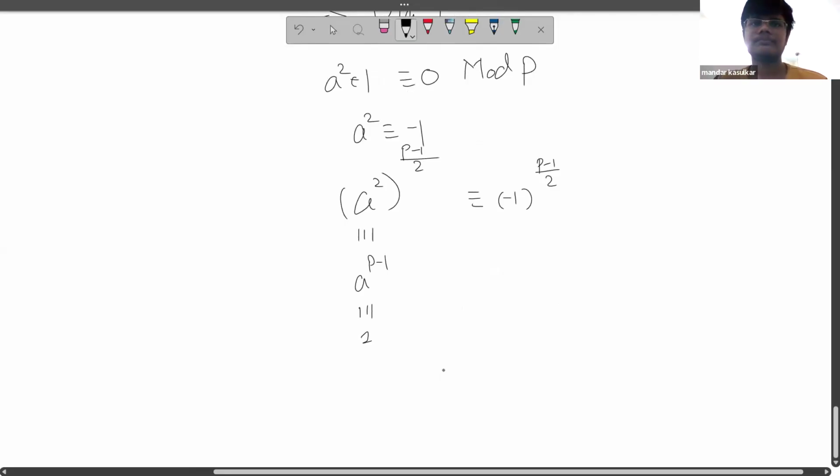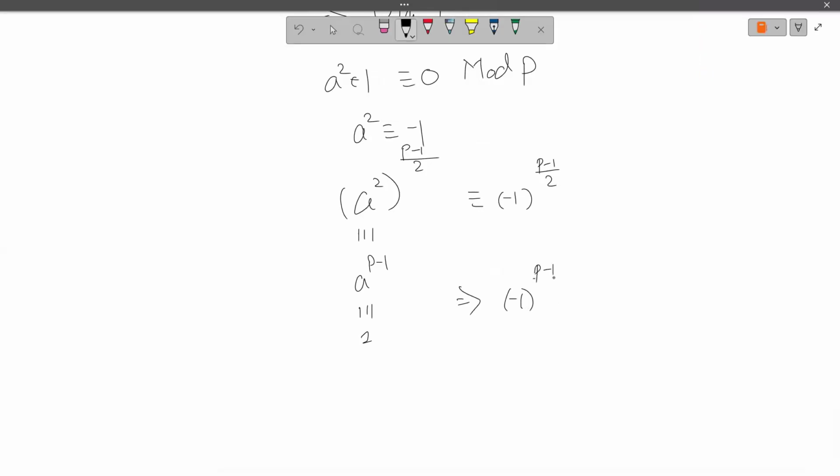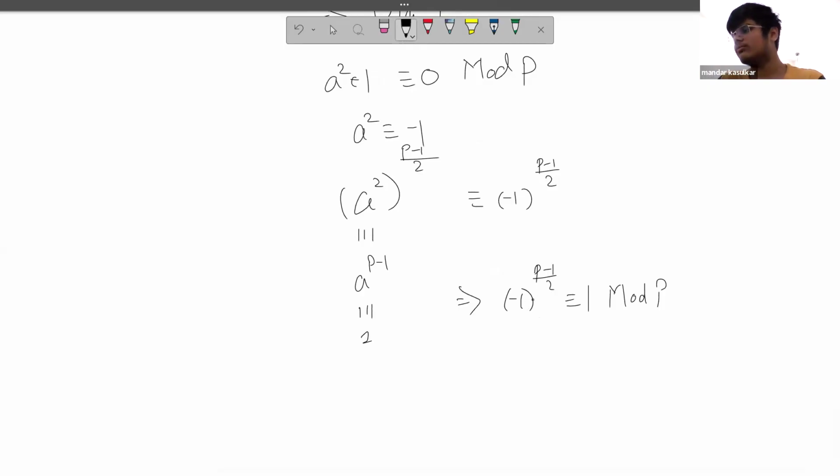Does everyone see that? Yes. Can someone tell me why this implies that p is 1 mod 4? Or more specifically, why p can't be 3 mod 4? Because (p minus 1) by 2 has to be even, right? Yes, precisely. This implies that (p minus 1) by 2 is even, which in turn implies that p is 1 mod 4.